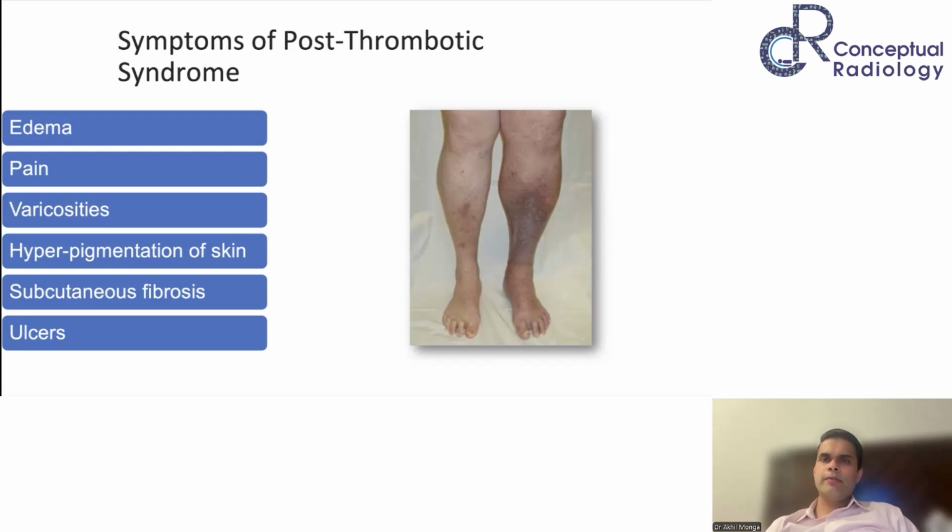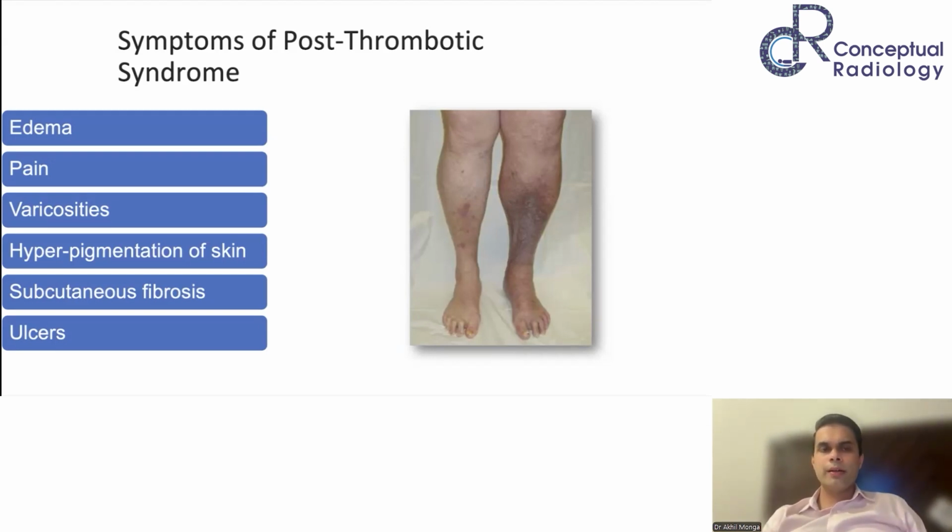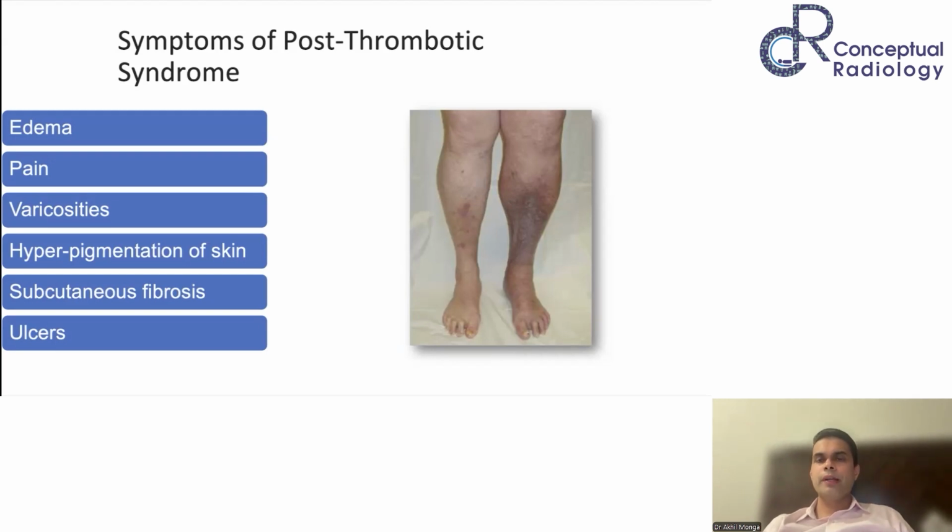So there is stasis, which leads to edema, pain, varicosities, hyperpigmentation, and subcutaneous fibrosis. This is a similar picture to varicose veins, because in that also the same thing happens: the valves are defective. Here it is because of old DVT, either there is obstruction or the valves have become destroyed by chronic thrombosis. Of course, treatment is different. There we close down the superficial venous system, whereas here we can't do that because the deep venous system is already significantly affected. So here we try to open the deep veins.